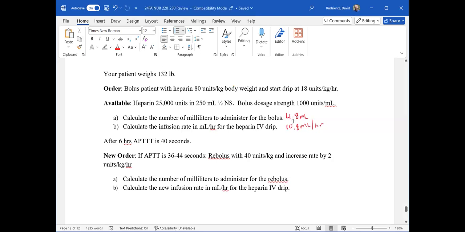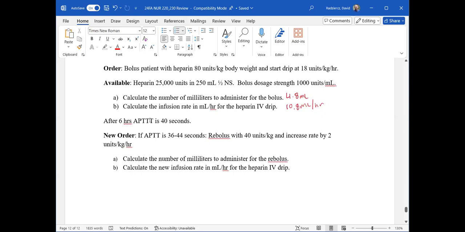Yeah, so if you ever get, the bolus dose seems to be consistently in a smaller range, even as you get to a larger adult, because 4.8 is for 132 pounds. Even if you double that patient's weight to 264 pounds, you're still going to get about 10 milliliters. So if you get something over 10, double check your work, make sure you didn't use the heparin available or the IV bag available versus the bolus dose. That is something that will get mixed up sometimes.